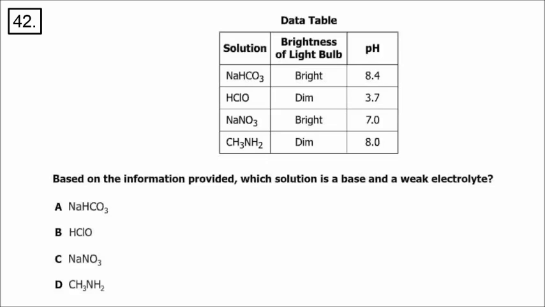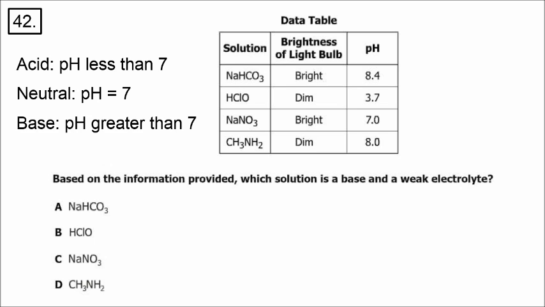Alright, for this particular question, we have a data table with 4 different solutions. Sometimes the light bulb is bright, and sometimes it's dim. The pH is either 7, more than 7, or less than 7. Remember that an acid has a pH less than 7. Based on the information provided, which solution is a base?